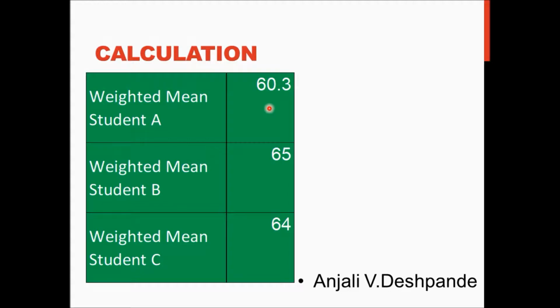So here we are getting the weighted mean for student A as 60.3, the weighted mean for student B as 65, then the weighted mean for student C is 64.4. So we can come to know that the performance of student B is better than the other two students. So by the weighted average method, it can be decided that the scholarship should be awarded to student B.